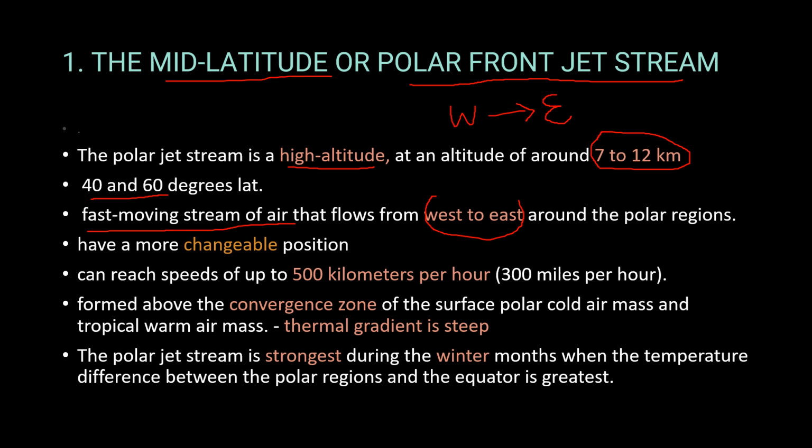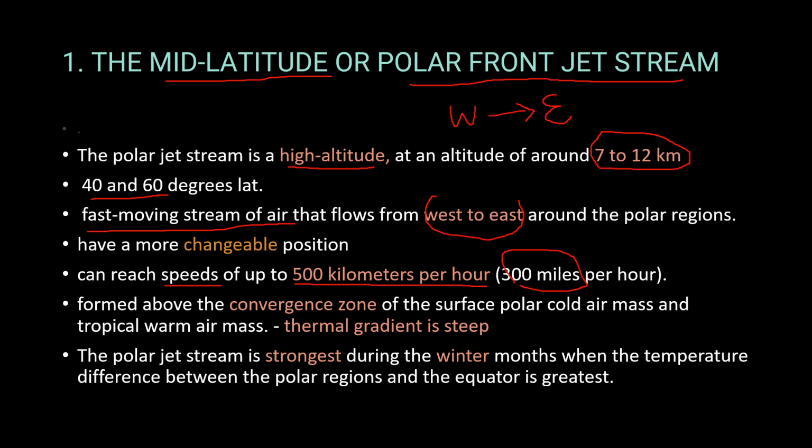They have a more changeable position than subtropical jet streams. They change position more. Then what about its speed? The speed can reach up to 500 kilometers per hour, that means 300 miles per hour.